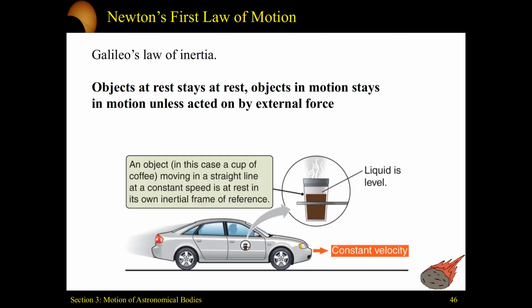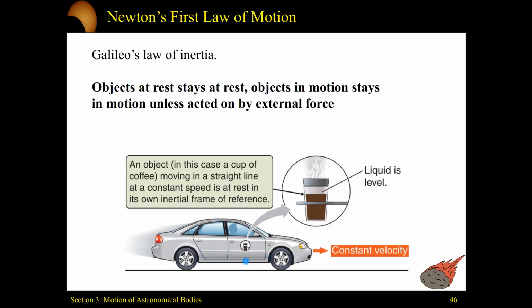Newton's first law is also known as the law of inertia. This came from Galileo's notions of objects moving at the same rate. Now this is worth me reading out very carefully. Objects at rest stay at rest. Objects in motion stay in motion unless acted on by external forces. As long as there are no external forces, you will move at a constant rate.